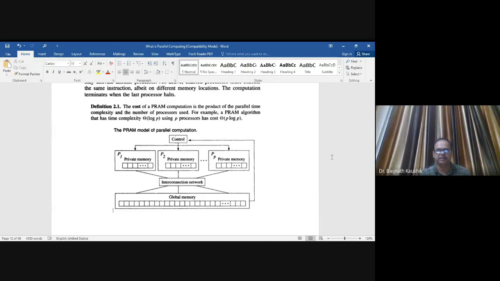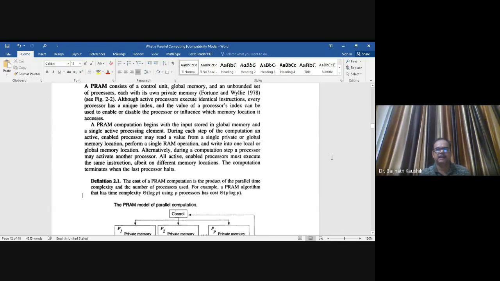So this is the basic model of PRAM, and as I have told you, a PRAM consists of a control unit, a global shared memory, and an unbounded set of processors. Each processor has its own private memory, and this model was proposed by Fortune and Wyllie in 1978. So this was the basic proposed model of PRAM.